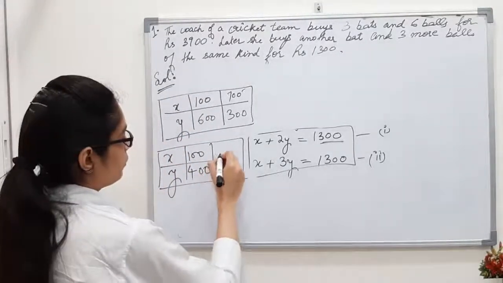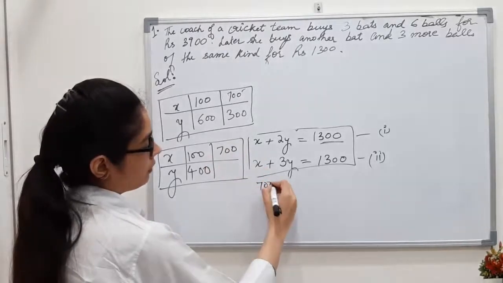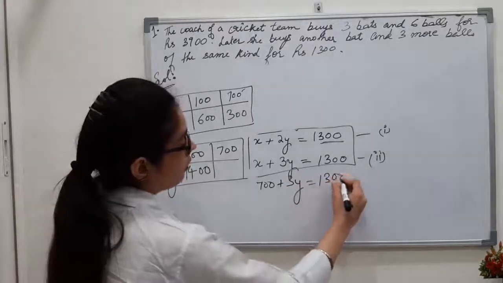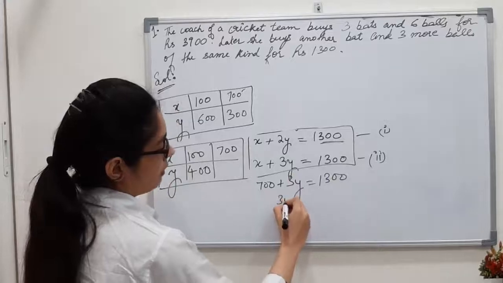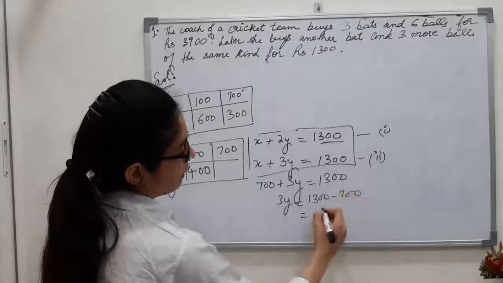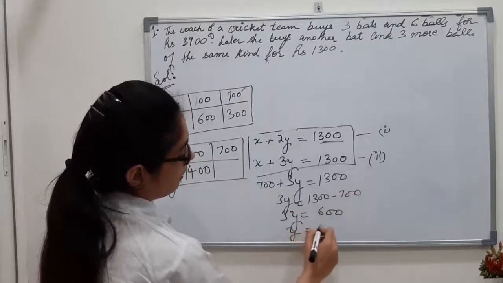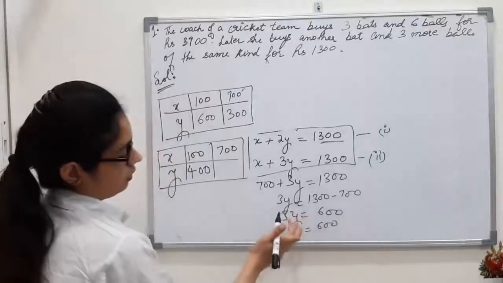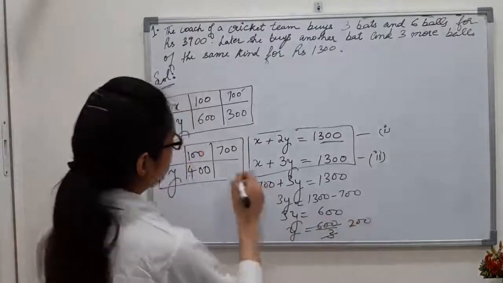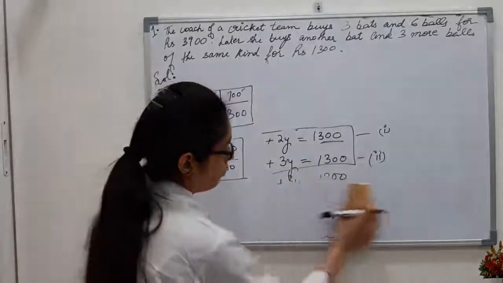Again I'll put x is equal to 700, because if I put x is equal to 700, I will get a multiple of 100 for y. 3y is equal to 1300 minus 700. 13 minus 7, it will be 600. So this 3 will come to the other side and it will get divided, because here it's getting multiplied. So here it will get divided. 3 2s are 6 and 2 zeros will come as it is. So now I have got two values for both the equations.